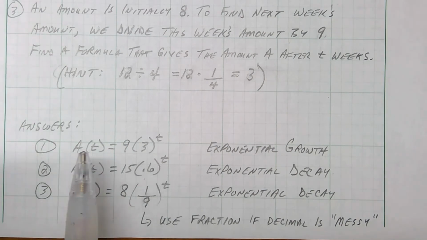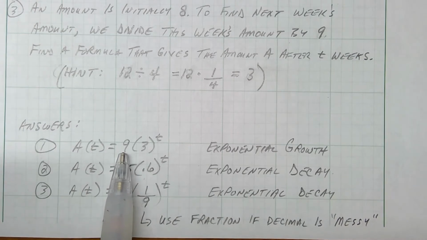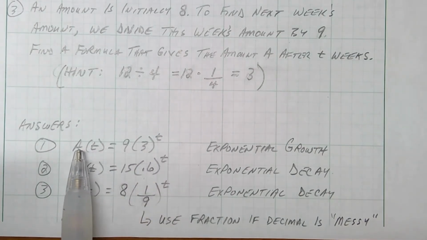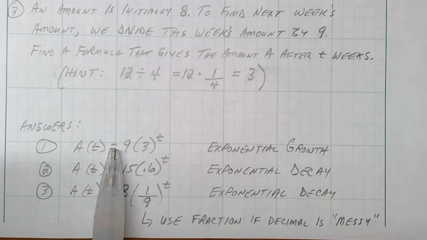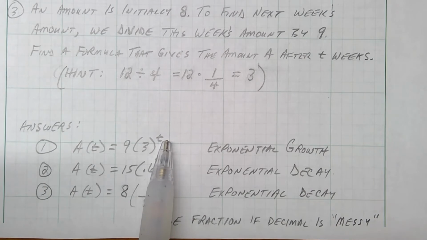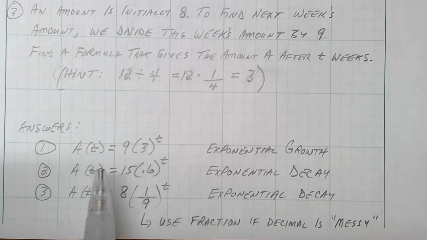All right, so here's your answers. Hopefully you paused the video and tried those. A of t on the first one is we started with 9 and we're multiplying by 3 raised to the t. So the amount we have after a certain amount of time is 9 times 3 raised to however many weeks or days or years we let go by.